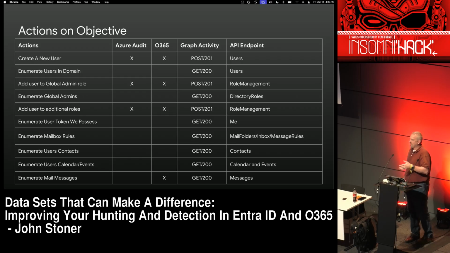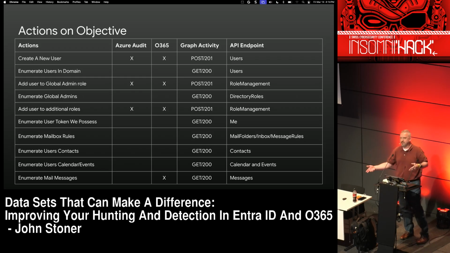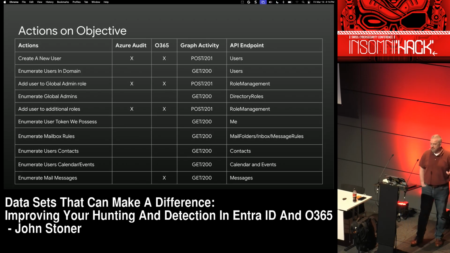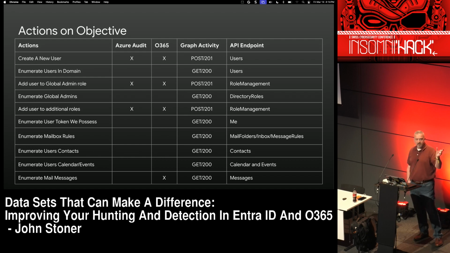You may not see exactly what they're getting, but you're seeing the query request that's coming in. Some are better than others, but at the very least, I could see if somebody starts enumerating my global admins, that somebody's hitting the directory role for a specific GUID. That's helpful, right? If somebody's enumerating the message rules, I could see that kind of thing as well. So I could see those get 200s.